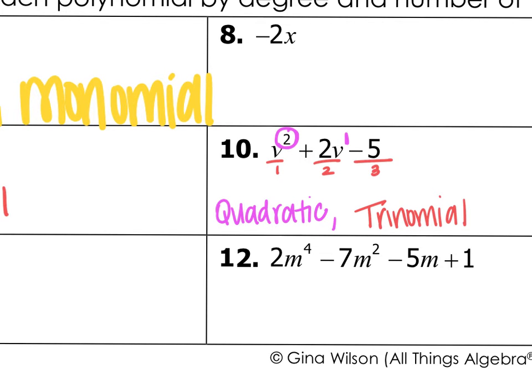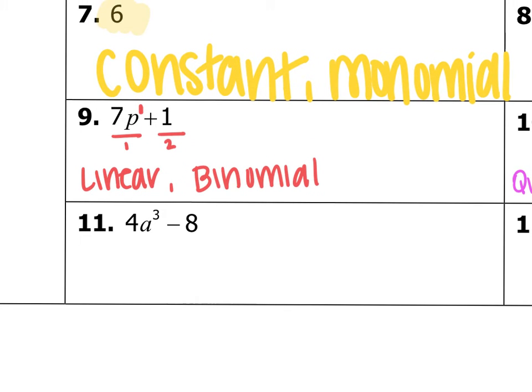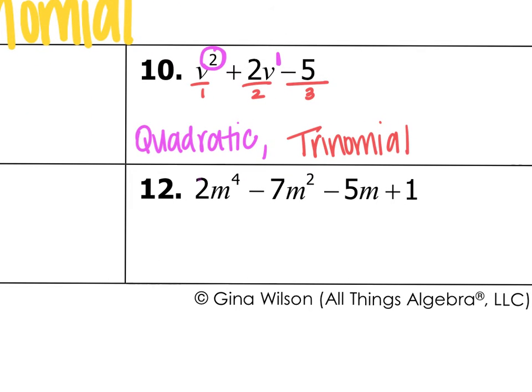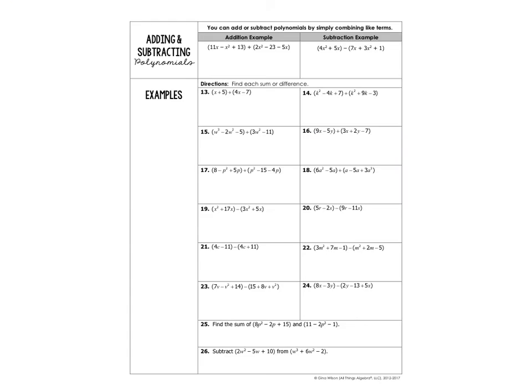All right, go ahead and try number 11 on your own. You're counting the number of terms and then the highest degree and naming it. Now try number 12. Count your number of terms, look for your highest degree on your exponent, and classify it accordingly.